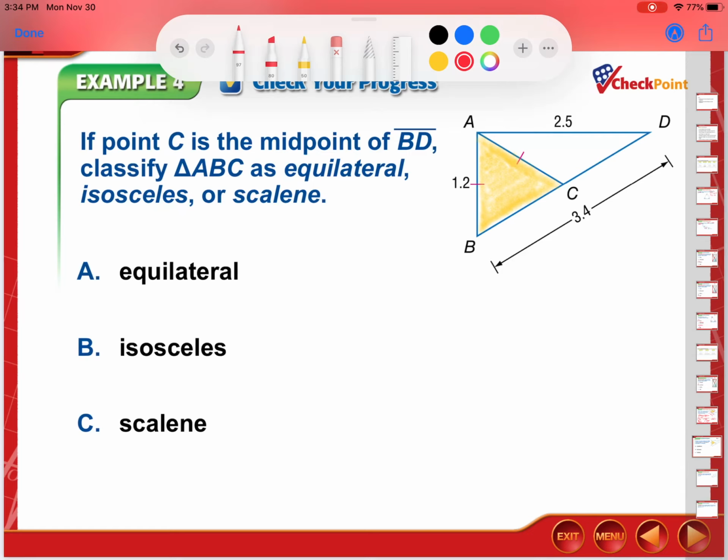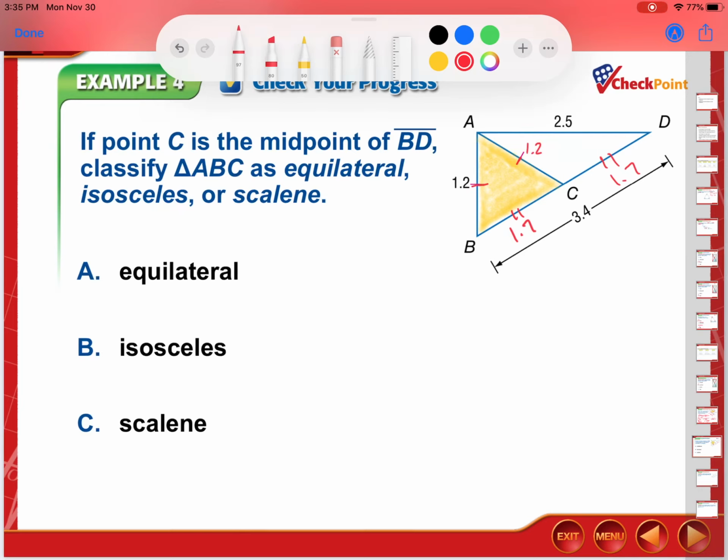So we're classifying it as equilateral, isosceles, or scalene. The key information here is saying that C is the midpoint of BD. So we have to divide this 3.4 in half because we know this line segment and this line segment are equal. So if we divide 3.4 in half, then we would get 1.7 for each of these side lengths.